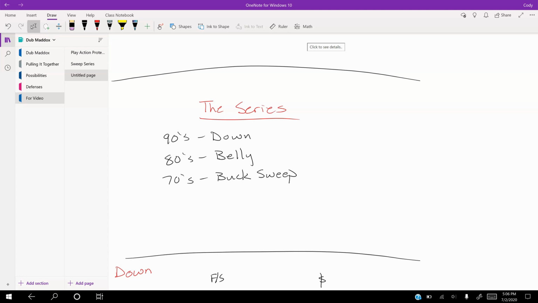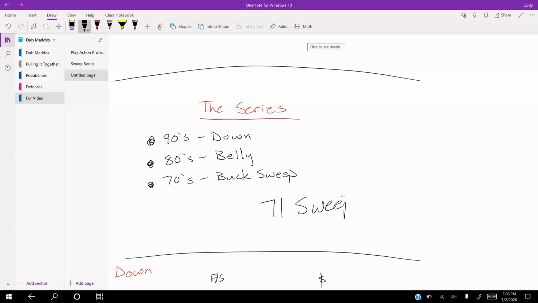We had the 90's series, which was the down series, which is basically a cross block to the strong side with the tight end. The 80's series is essentially the same thing, but to the weak side, and we compensate by having a running back lead block through, so it's a little bit of an ISO look. And then the 70's series is the buck sweep series, which I really like, and we really hung our hat on that.